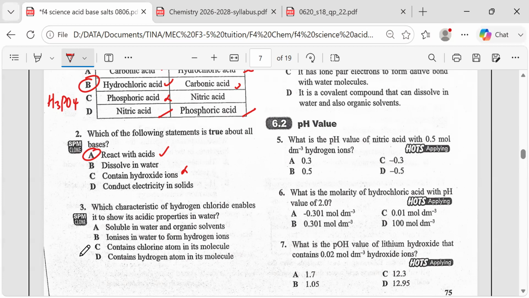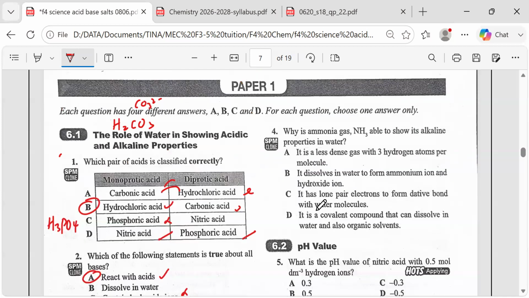A base can react with acid, correct. Hydroxide means an alkali, a base that is soluble in water. Okay? Hydrogen chloride is a molecule. When can it have an acidic property? When it ionizes in water to form hydrogen ion. All acids must be dissolved in water. Okay?